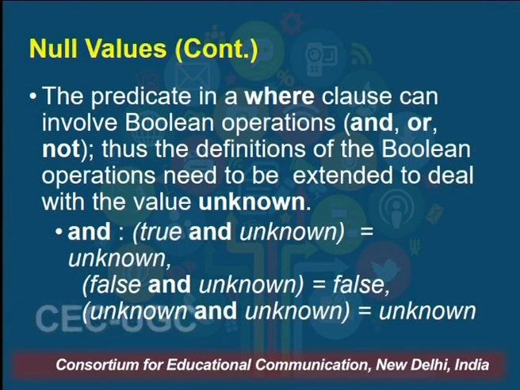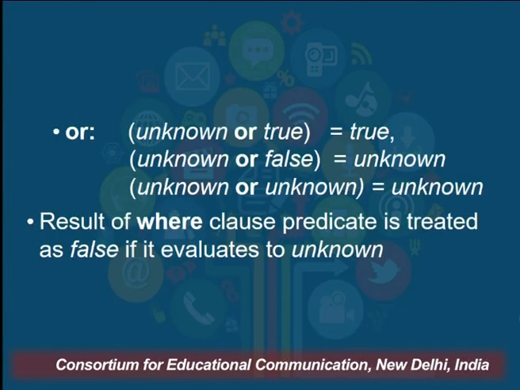Having seen the AND operation, we can also see the Boolean operation OR. So, unknown or true is true, unknown or false is unknown, and unknown or unknown is unknown. The result of the where clause predicate is treated as false if it is evaluated to unknown. This is something important which we need to be careful with.